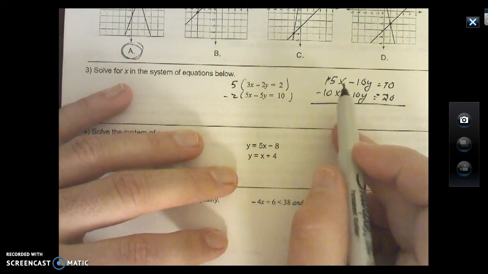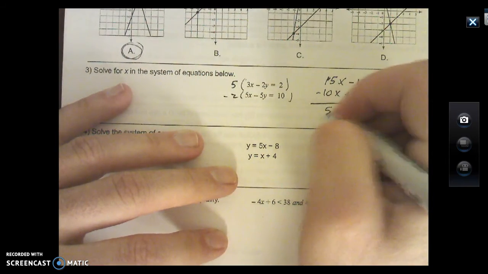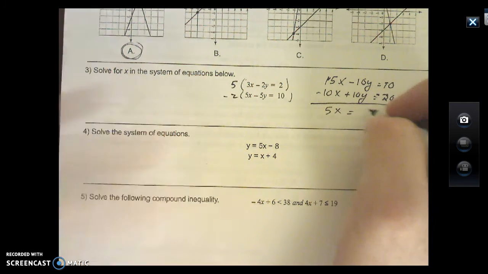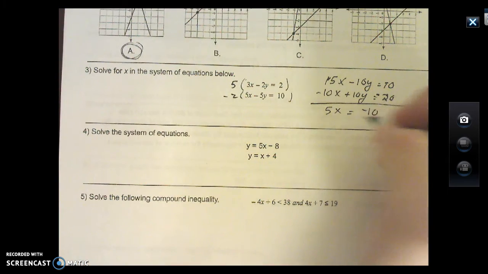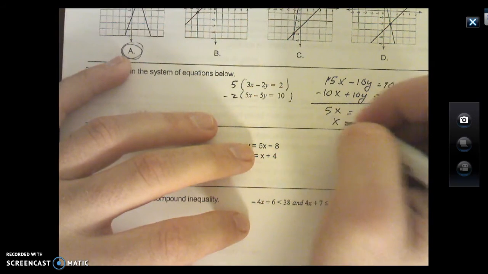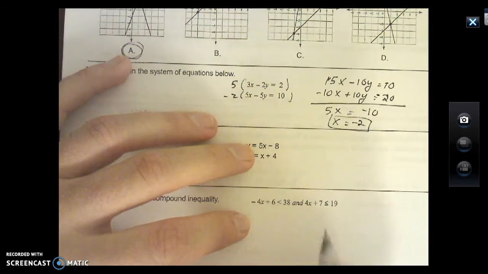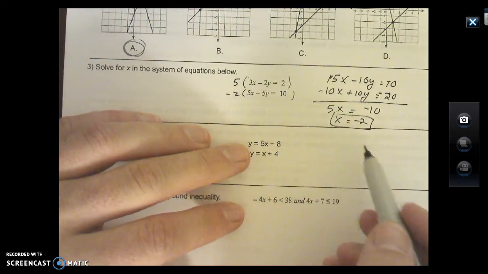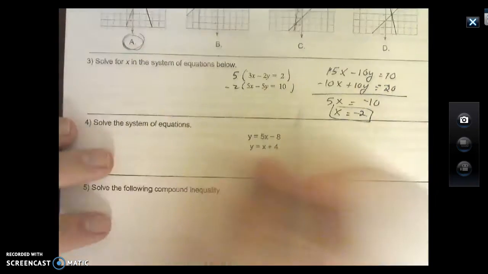Alright, 15x minus 10x gives me 5x. Good news here, my y's cancel out. 10 minus 20 is negative 10. Divide everything by 5. x equals negative 2. Now I know the question asks you to solve for x, so that's what you're looking for. If it were to ask you for y, you'd plug it back into one of these equations.